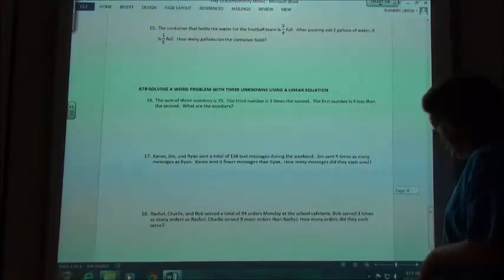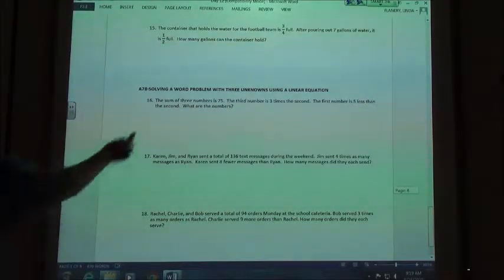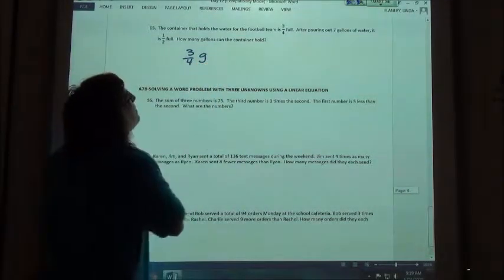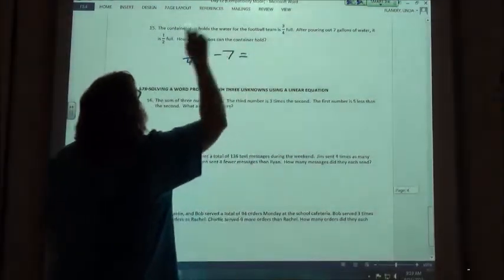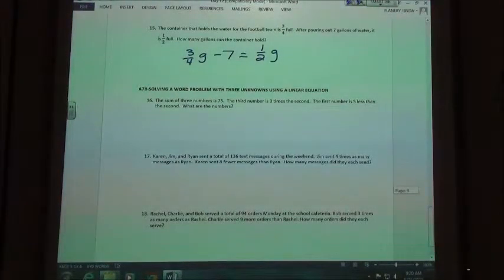So number 15, it says the container that holds the water for the football team is 3/4 full. After pouring out 7 gallons of water, it is half full. How many gallons can the container hold? So what would my equation on this one be? 3/4 G minus 7 equals 1/2 G. We poured out 7 gallons, so we minus the 7.